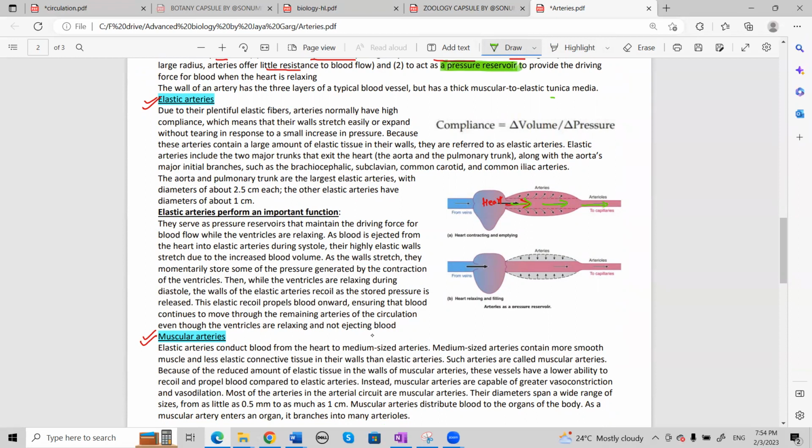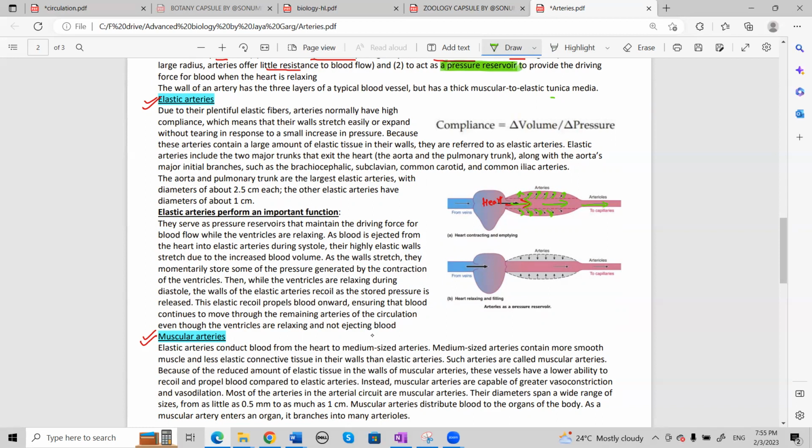But whatever is pumped, the stroke volume, which is 70 ml, is not going forward in the same amount. Some is stored here, if you see. Some is stored here. And this is a property because of the elastic fiber. Elastic fibers are responsible for the stretch property. They help the blood vessels to dilate.